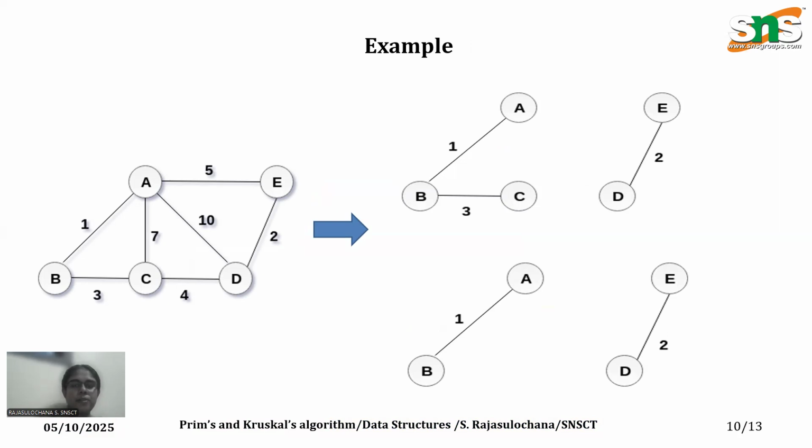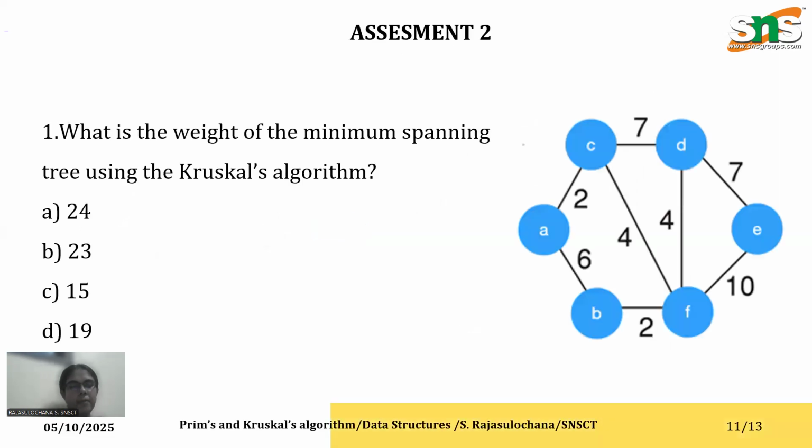The next one to be added is E to D. It does not form a cycle, so it is added. Next is B to C, which is again added. Then C to D does not form a cycle, so it is added. All the other three remaining edges form a cycle when added. So the remaining three edges, A to C, A to D, and A to E, are discarded. That is the minimum spanning tree for that particular graph.